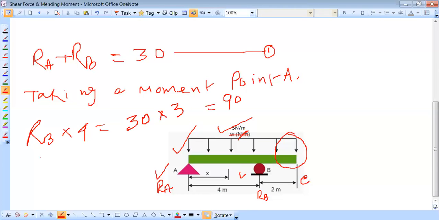So RB is equal to 90 by 4. You can easily find the value of RB. What is the value of RB? 90 divided by 4 is 22.5.